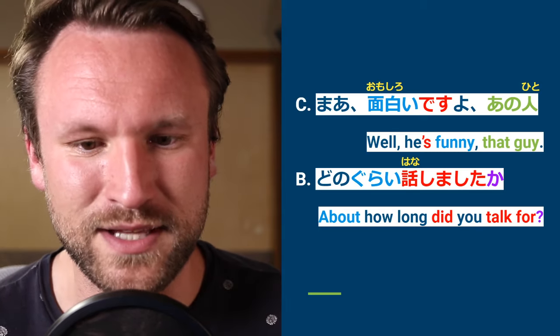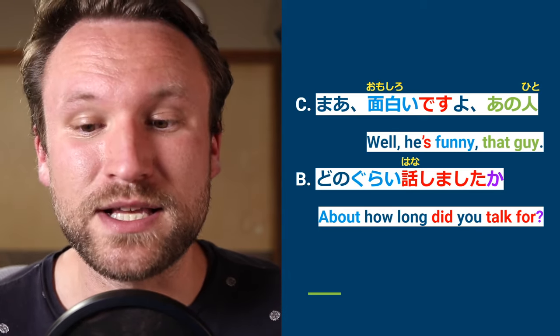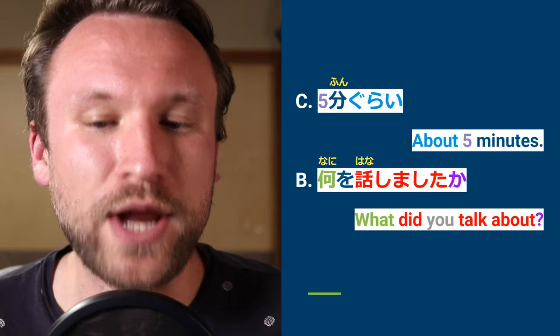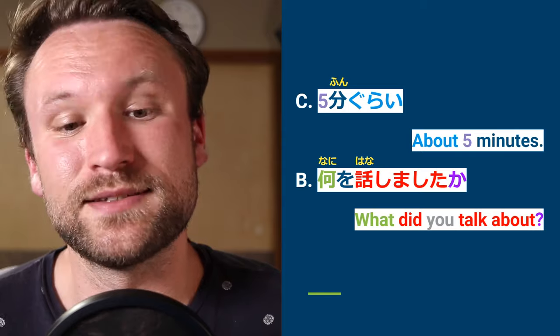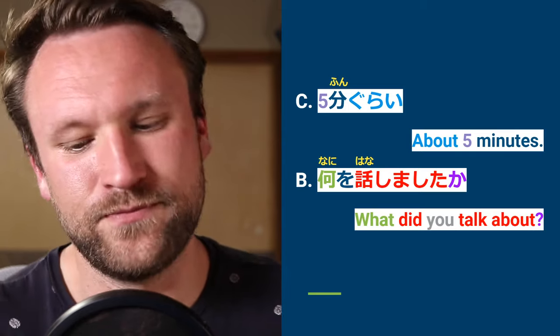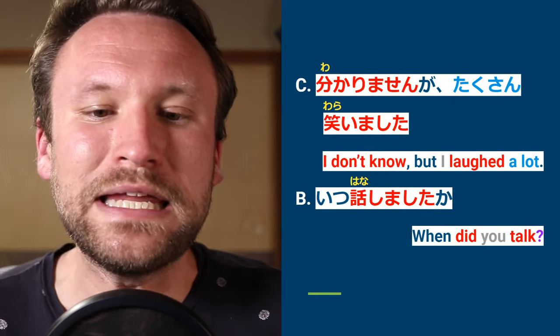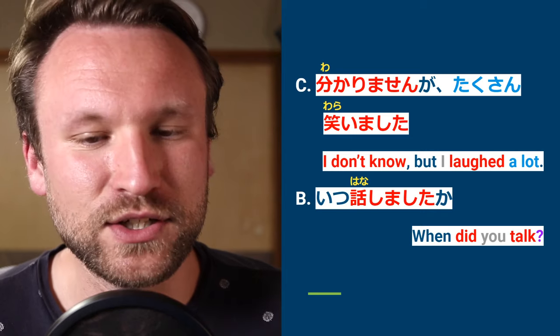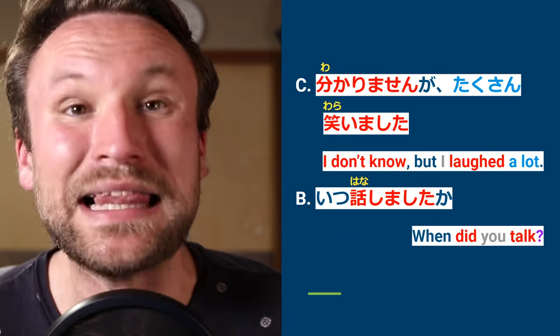どの by itself does not mean how long. 話しましたか? About how long did you talk for? 5分ぐらい. About 5 minutes. 何を話しましたか? What did you talk about? Pretty straightforward. わかりませんが I don't know, but たくさん笑いました I laughed a lot.